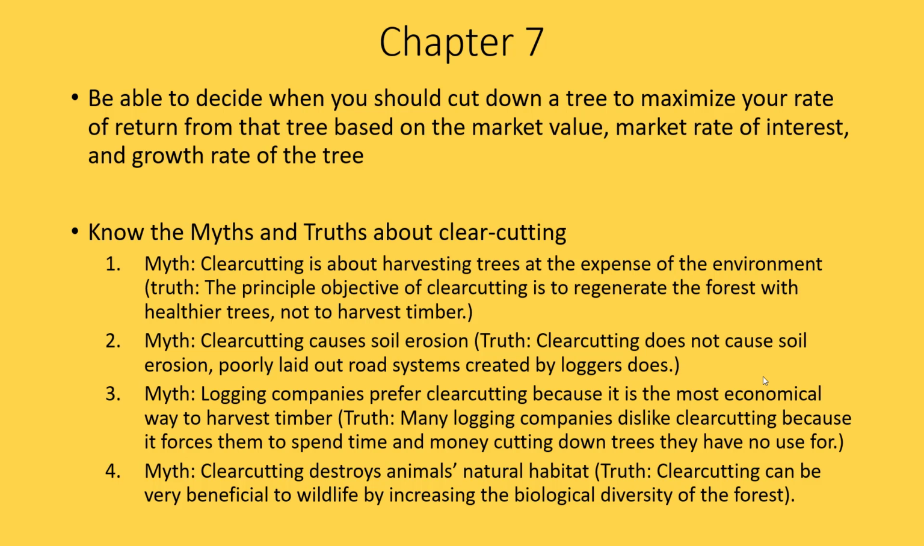And then know the myths and truths about clear cutting. The myth is that clear cutting is about harvesting trees at the expense of the environment, whereas the truth is the principal objective of clear cutting is to regenerate the forest with healthier trees, not to harvest timber. If you want to harvest timber to maximize your profit, then again you would do what's called diameter select limit cutting or high grading, where you take only the straightest, biggest, most profitable trees, and you leave the ugly trees left that won't net you as much money, but that won't replenish the environment as well, particularly if it's a species that requires a lot of sunlight.